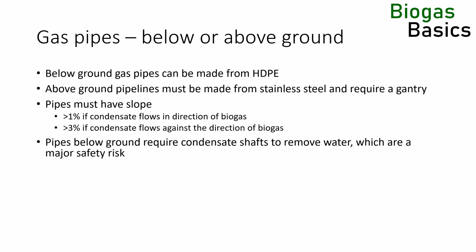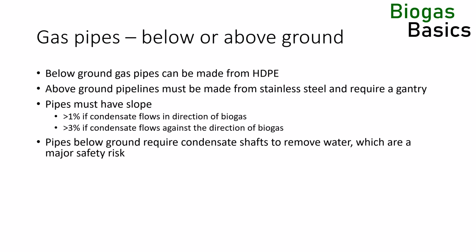If the gas pipe is buried below ground, condensate must be removed via condensate shafts, which are a major hazard. CO2 can diffuse through the water much faster than CH4 and can accumulate in the shaft. Because it is heavier than air, it will stay there and can lead to asphyxiation if a person enters the shaft.